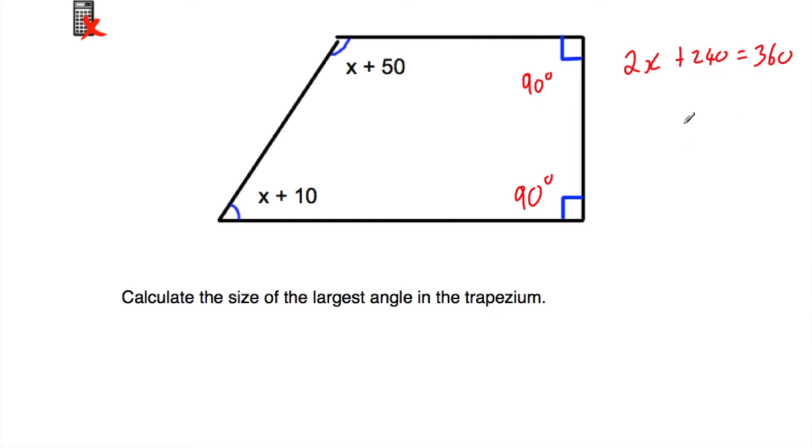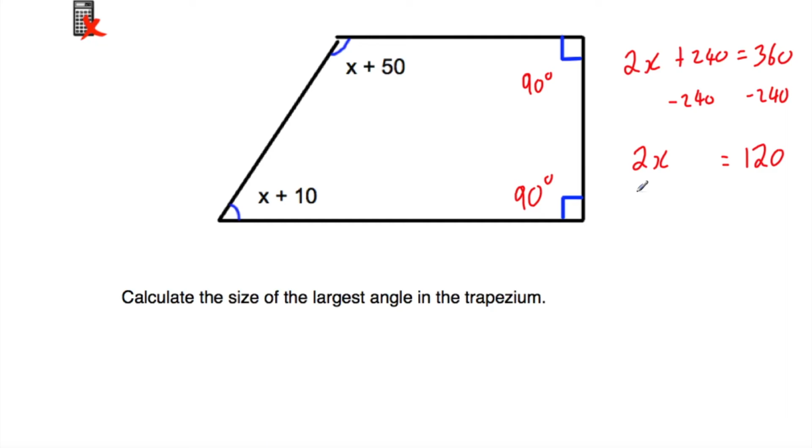Okay, now let's solve this equation to find out what x is. So let's take away 240 from both sides of the equation. So let's take away 240 from the left-hand side, and let's take away 240 from the right-hand side. So on the left-hand side, we'd just be left with 2x, because we're taking away 240 to get rid of the plus 240. And on the right-hand side, we have 360 take away 240, that's 120. Okay, so we've now got 2x is equal to 120.